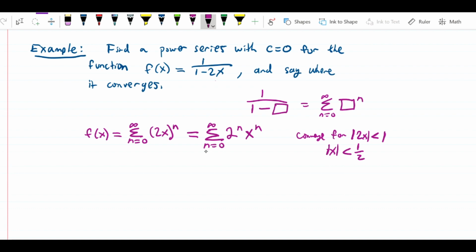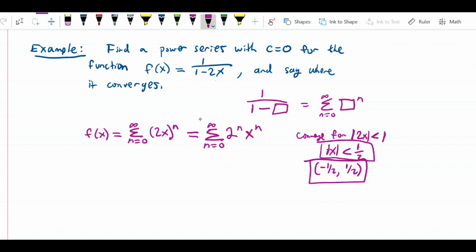And of course, since it's a geometric series, we know that it does not converge at the endpoints. It does not converge when the common ratio is equal to positive or negative 1. So we can actually state what the interval of convergence is here. It's just going to be negative 1 half, 1 half. You could say it either way. You could say that it converges for that condition, or you could say it converges in that interval. Either of those would be correct.